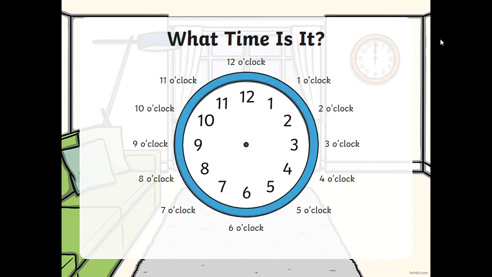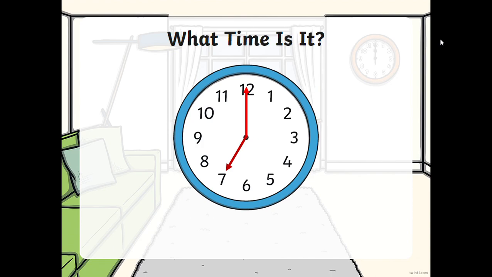So we know that that is 8 o'clock. Okay, so if the big hand is on the 12, and the little hand is on 1, it is 1 o'clock. If the little hand is on 2, it is 2 o'clock, and so on, all the way around. So what time is this? The big hand is on the 12, the little hand is on the 7. Well done, it is 7 o'clock.